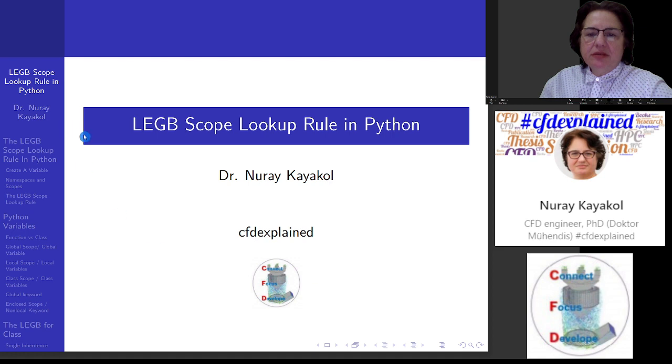I will continue the lecture about the LEGB scope lookup rule in Python. Previously, we covered the LEGB lookup rule in the first video. Under this headline, we learned variables and the meaning of object, namespaces, scopes, and the lookup rule itself. I will continue on Python variables.